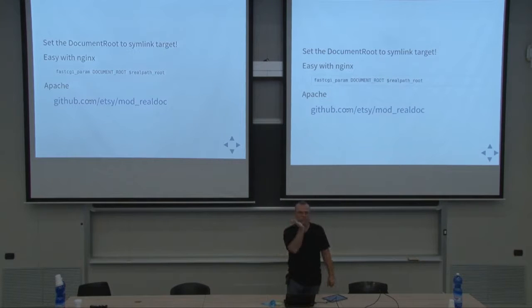So do an A and a B, flip back and forth, and configure your web server correctly to look at the target of the symlink. With Nginx, it's easy. You just set your document root to $realpath_root. Unfortunately, Apache doesn't have a feature to do this, so I wrote an Apache module called mod_realdoc that can do it for you. You can grab it off of GitHub.